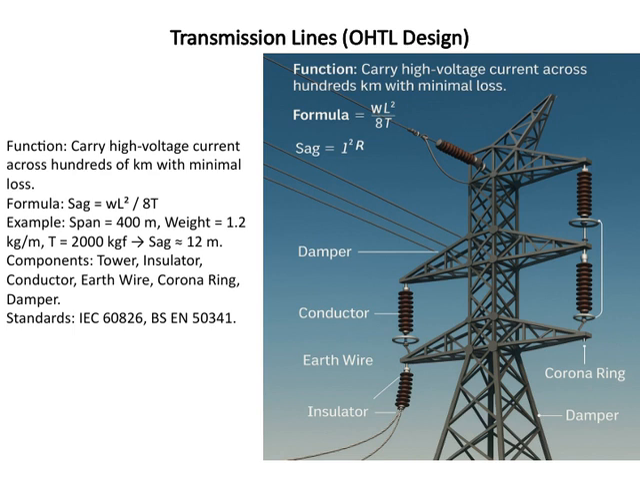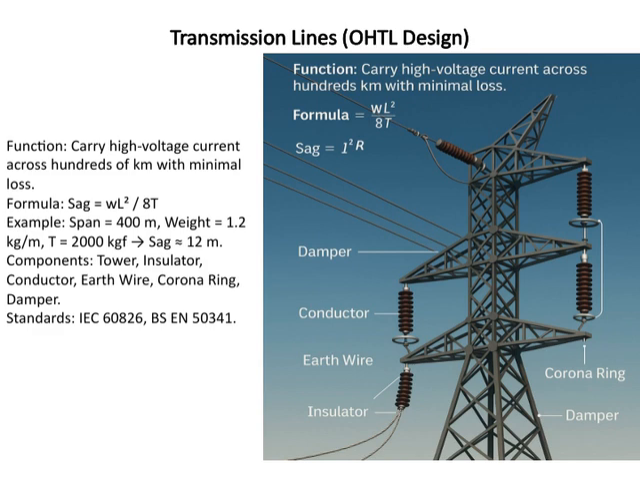Finally, there are standards that guide the design and construction of these lines, such as IEC 60826 and BS EN 50341, which help ensure safety, efficiency, and consistency across different installations. Understanding these elements is essential as we look at how transmission lines are engineered to deliver power efficiently and reliably across vast distances.